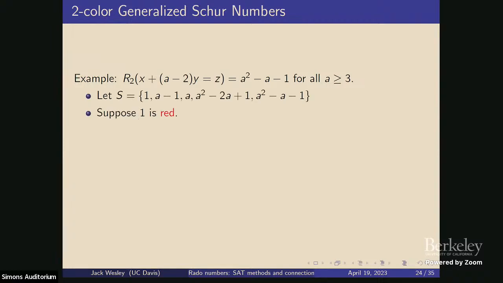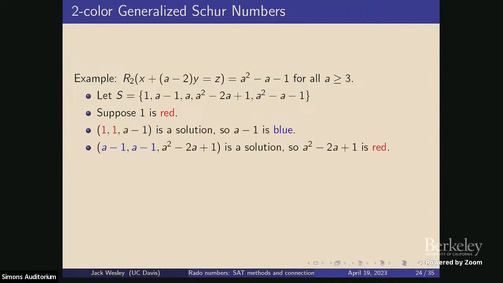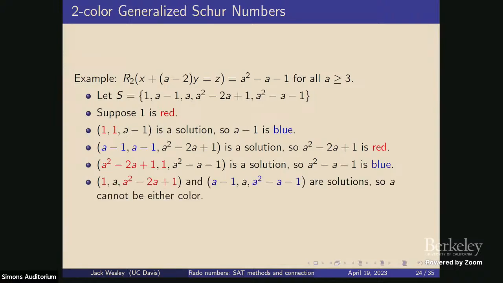So again, you can go through this proof. If 1 is red, this forces a minus 1 to be blue. And then this forces (a minus 1) squared to be red. Then we will get a contradiction fairly quickly. And this actually looks like the proof for S(2) less than or equal to 5, with these polynomials playing the roles of 1, 2, 3, 4, and 5.